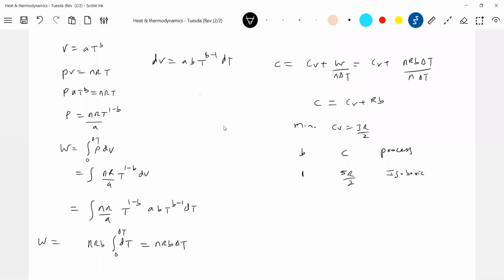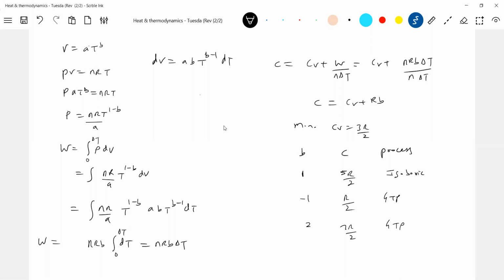Are you getting it? Put B equal to minus 1. 3R by 2 minus R will be R by 2. Isothermal process. Put B equal to 2. If you put B equal to 2, 3R by 2 plus 2 is 4, 4 plus 3, 7R by 2. Like that we can go for it. Any value of B you can substitute.